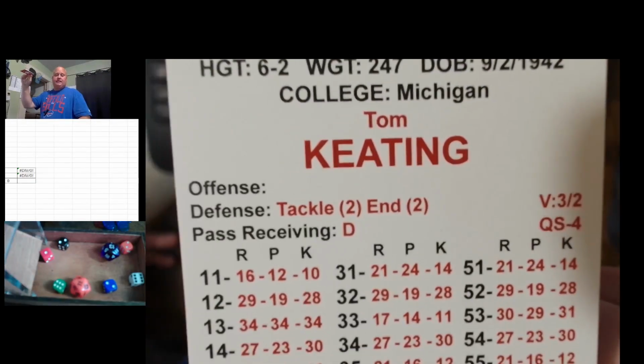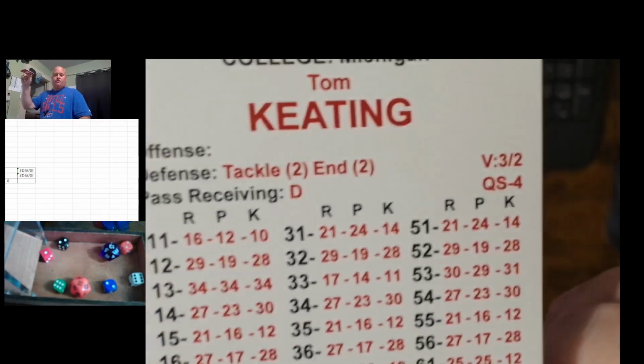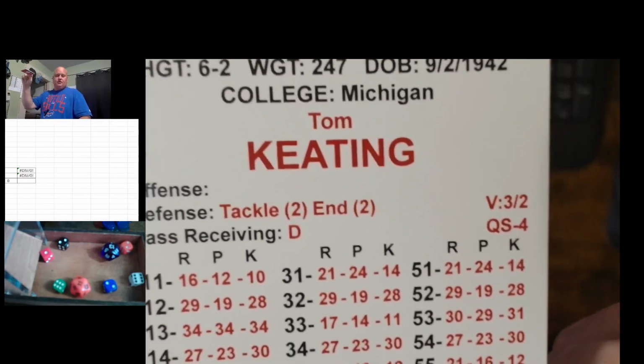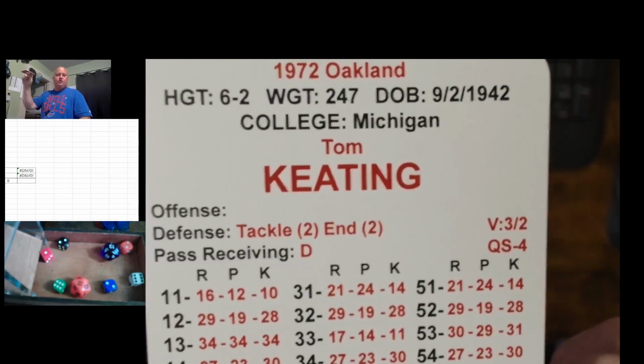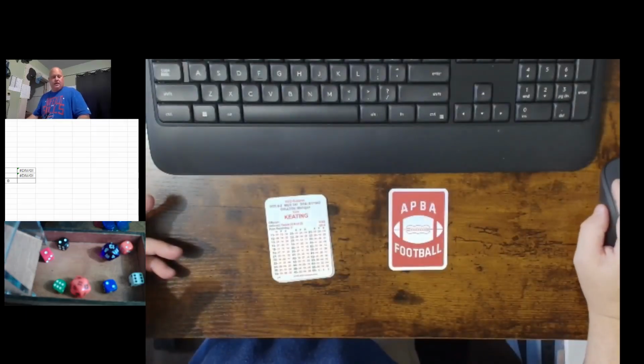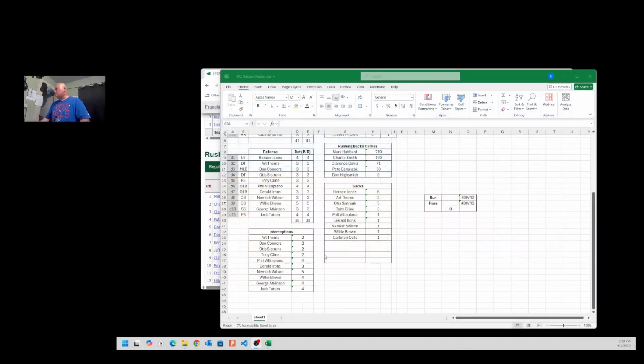He's a 2, technically, but actually he's a 3-2. So if you're playing the master game, he's a 3 against the pass and a 2 against the run. That's how you would do it. If he was in my starting lineup, that's what I would do. And I would have 2 different ratings for pass versus run. But he has a QS4, so we will enter him in right here. So he is a QS4.